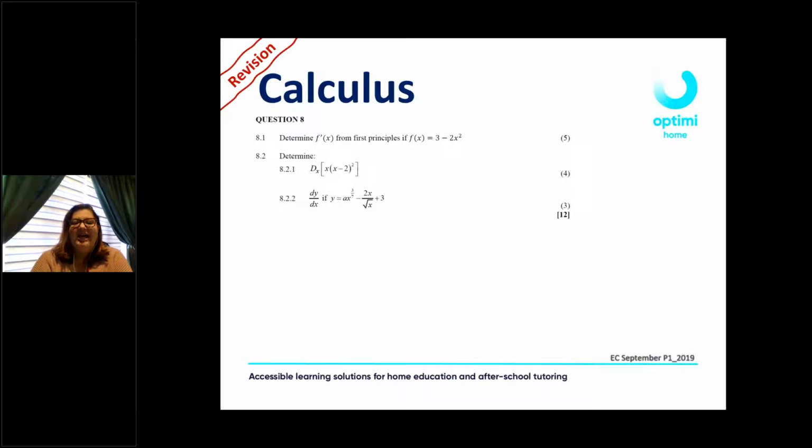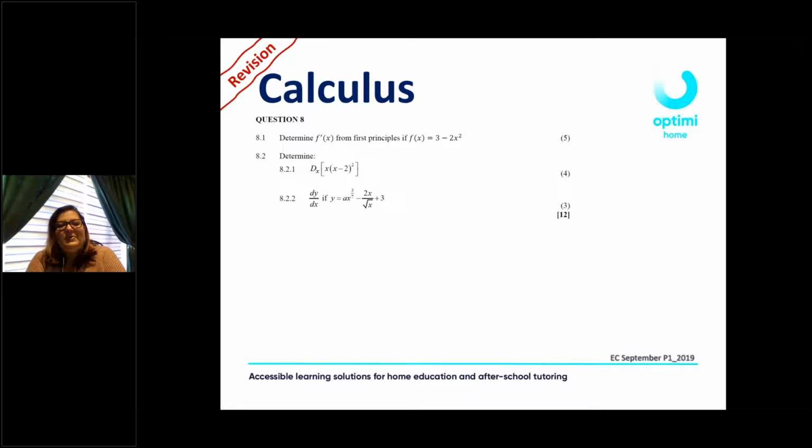Right, so as you know, with revision, I usually tag old question papers and I work through the different questions with you. So this specific question I found from the Eastern Cape September paper one of 2019. So I've come across all of these Eastern Cape papers and I'm really impressed with the standard and the quality of the papers. So when you come across any of those papers, you're welcome to work through them as well.